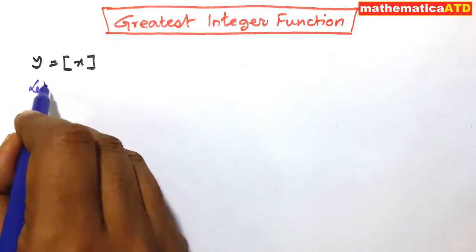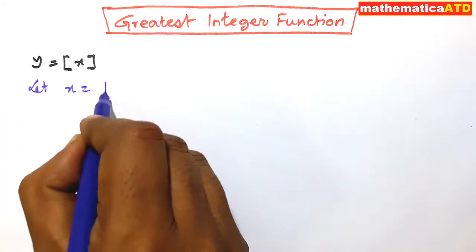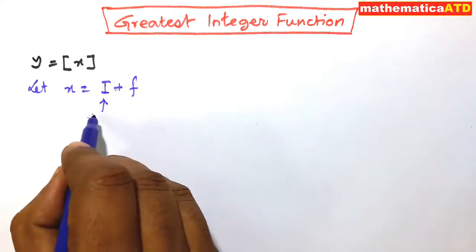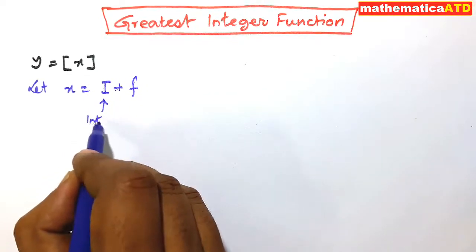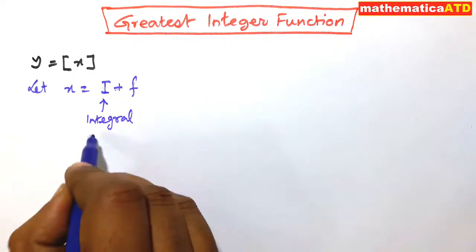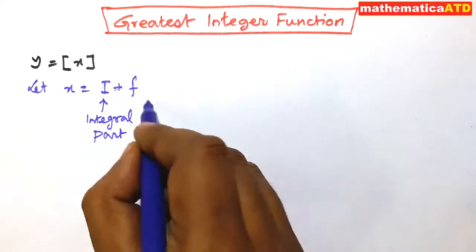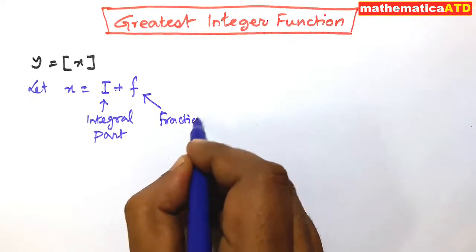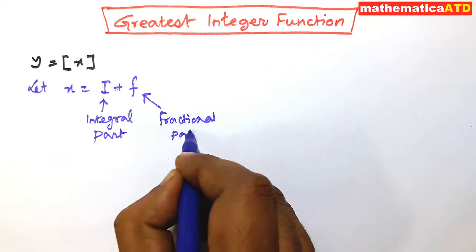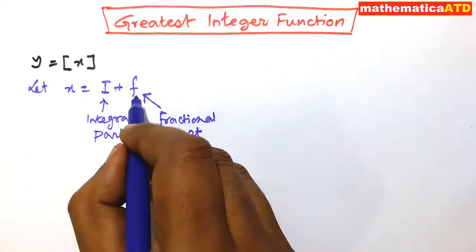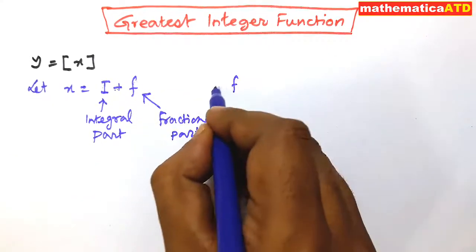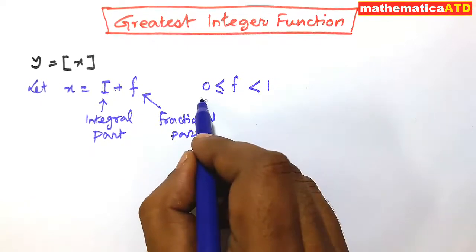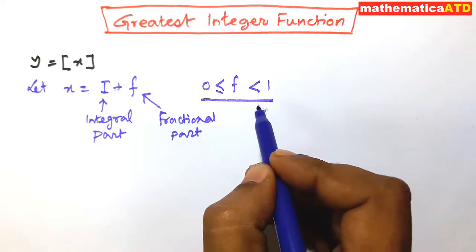Let x is equal to I plus f, where I is the integral part and f is the fractional part. So here this fractional part f lies between 0 and 1. That is, 0 less than or equal to f less than 1.